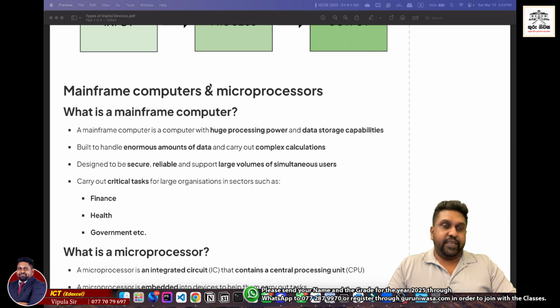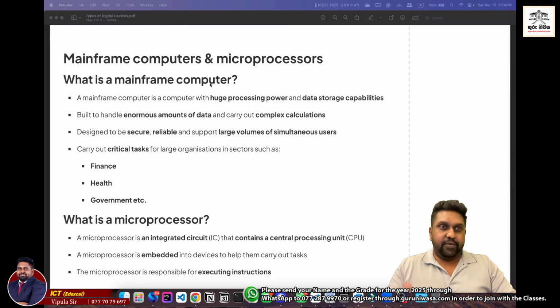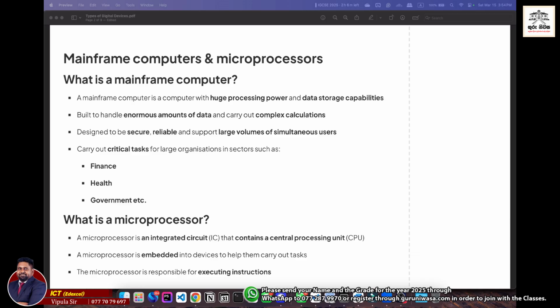So okay, jumping back to mainframes. Mainframes and microprocessors. You tend to get questions about mainframes, asking what a mainframe is and what a microprocessor is. So a mainframe computer is basically a computer with huge processing power. You do have the option of writing this in a different way as well, as long as the message is conveyed, that is perfectly okay.